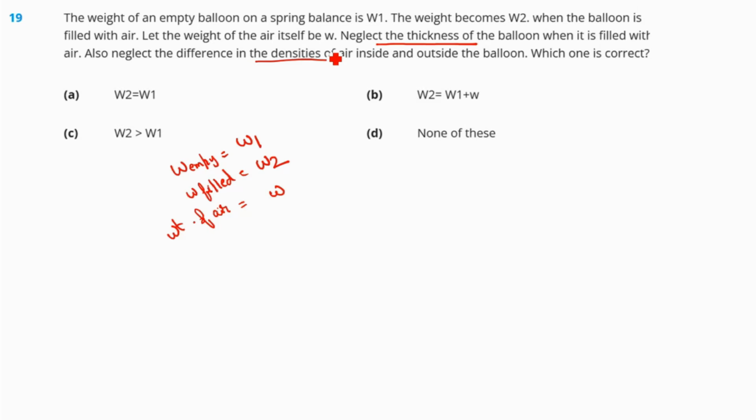So when the balloon is filled with air, it displaces an equal amount of outside air, correct? So the weight added is W, correct? So upthrust is weight of the displaced air, that is equal to W. So here what we can say that W2 is equal to W1 plus W minus W, right? So in that case we have W2 equal to W1. So our correct answer is option number A.